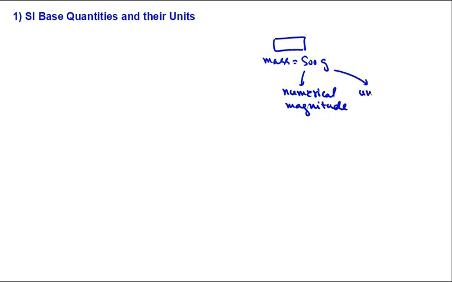Students, we learned in the IGCSE that a physical quantity is a property or a feature that can be measured and then expressed using a numerical magnitude and a unit. For example, let's say we have a block and the mass of the block is measured to be 500 grams. Here, mass is a physical quantity and 500 gram is the value of mass. And in the value of mass, 500 is the numerical magnitude and gram is the unit.